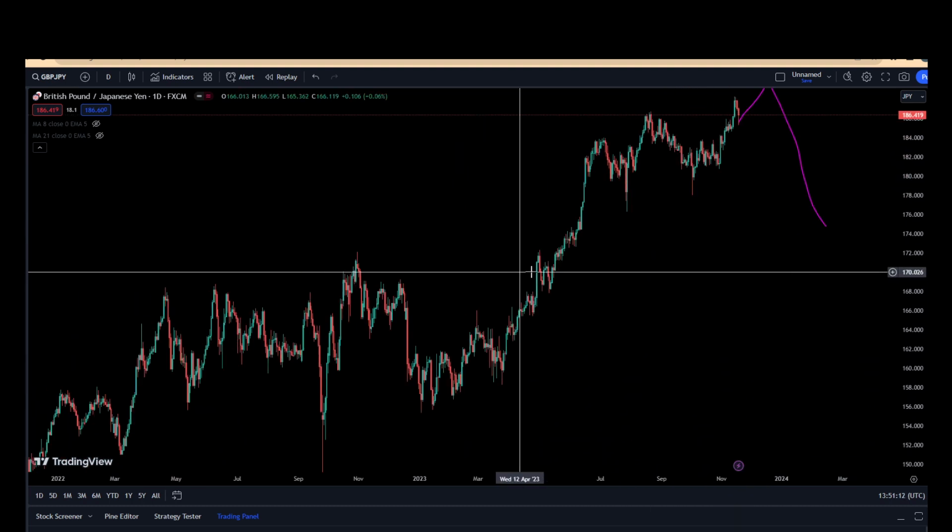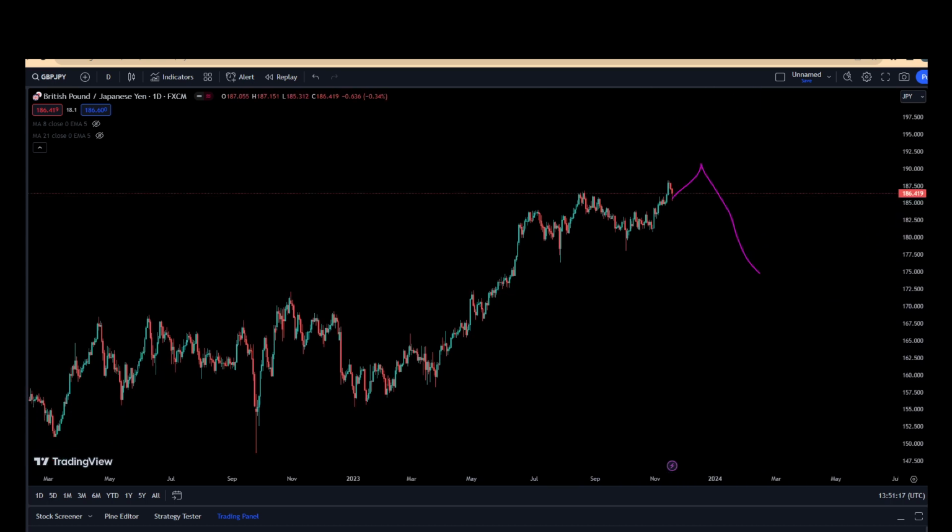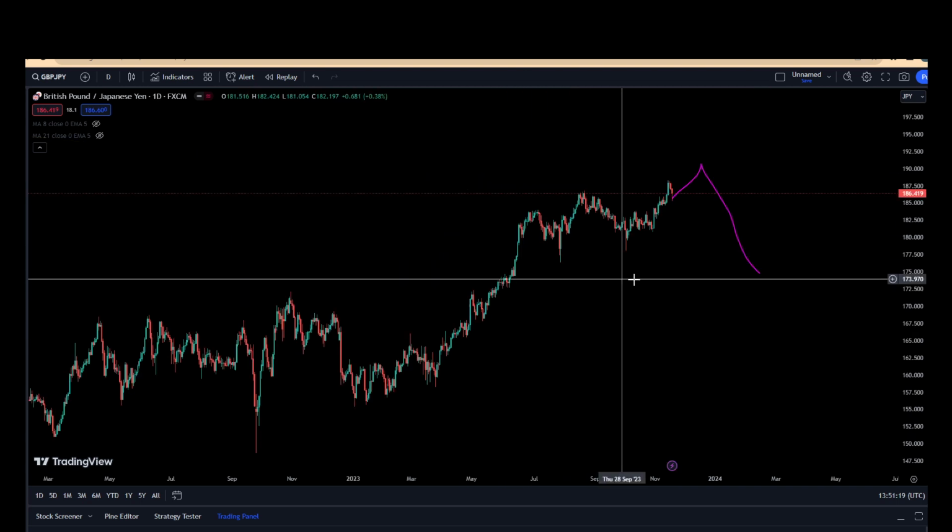Obviously I did add my annotations. Obviously the people that are part of my Discord will get the full annotations. I did give you one or two with pound dollar, but nevertheless, yeah.